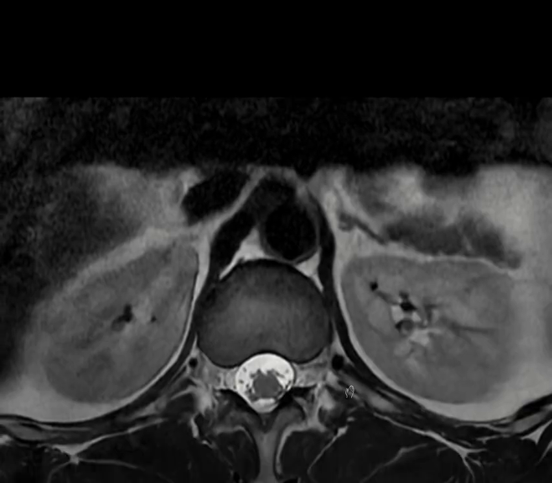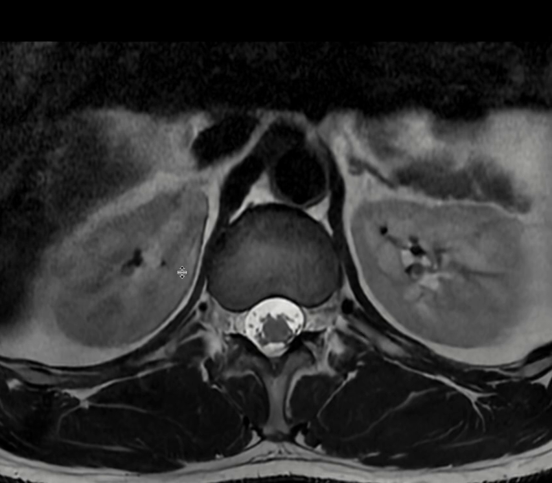Okay, this is the axial sequence, the same concept. You see that this is the axial sequence through the lumbar spine, and then we see soft tissues, we see the bright fat, and we see the CSF that is bright.